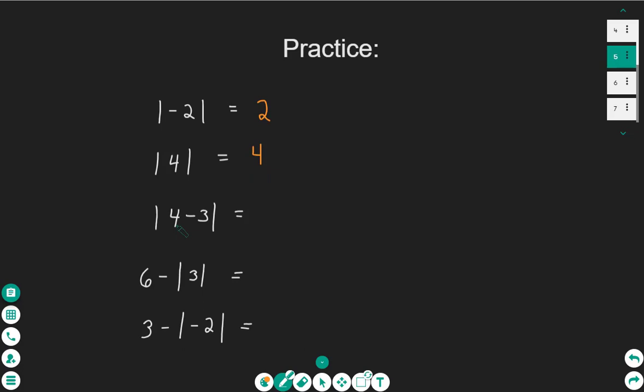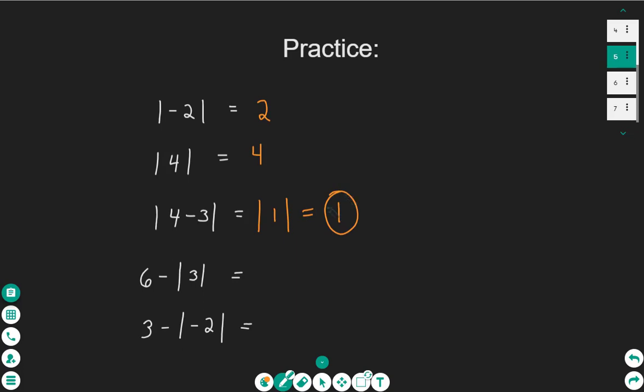This one, the absolute value of a 4 minus 3. Well, first we simplify what's in the absolute value signs here. So 4 minus 3 is 1. And the absolute value of 1 is going to be 1. So 1 is our solution.